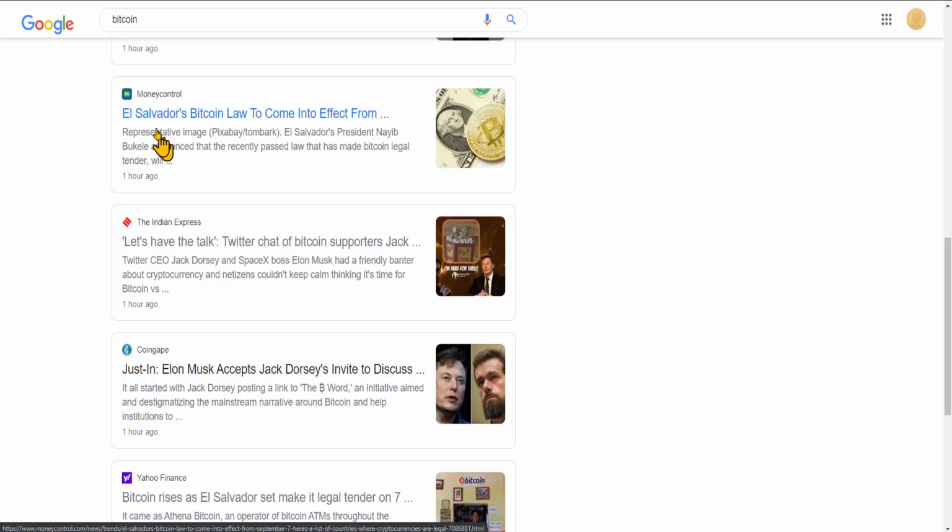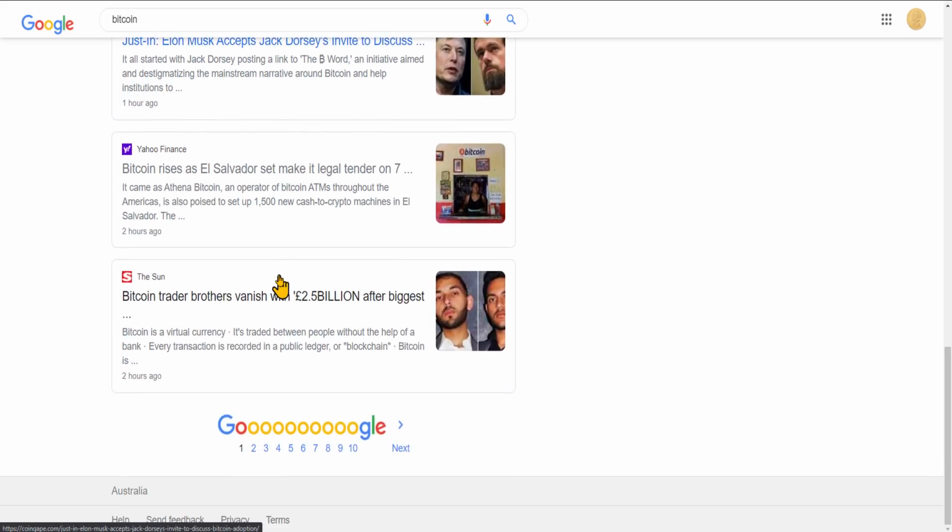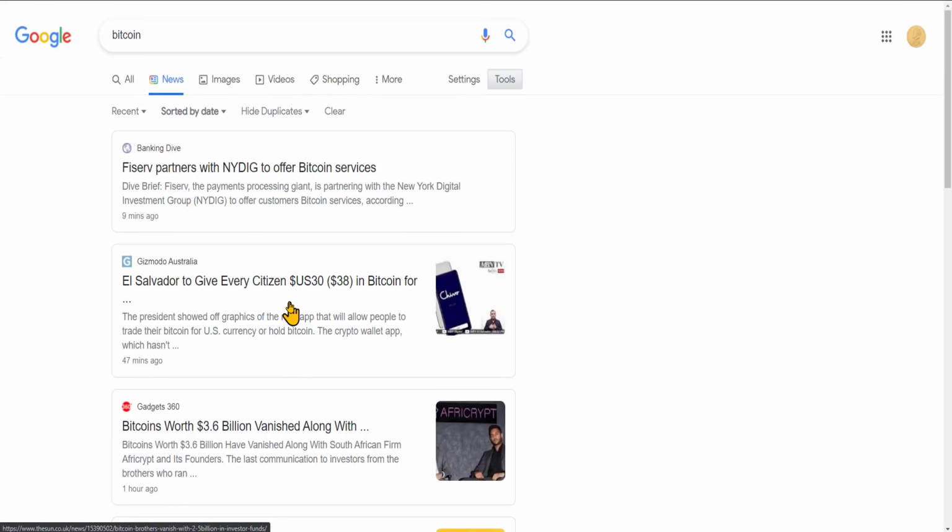On the 7th of September, Bitcoin's law in El Salvador will be passed. Jack and Elon again, El Salvador again, Bitcoin theft again. So basically, kind of five positive, 2 negative, and 3 maybe neutral. So we could say that there's a slight positive bias.